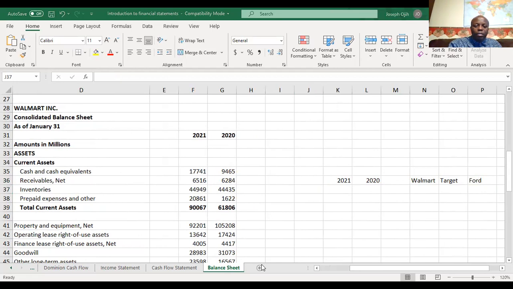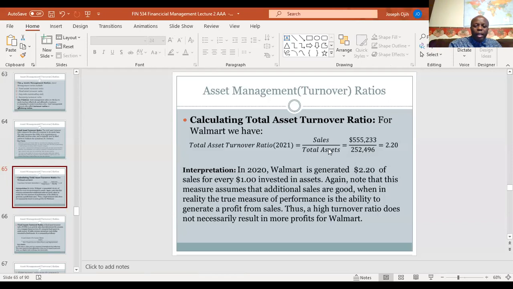For Walmart, remember that the formula is sales divided by total assets, the asset turnover ratio. Let me write it down, and then we'll do an example using Walmart and the rest of these companies. Total assets turnover ratio is sales divided by total assets. This is for 2021. We can then do it for 2020. You always compare it with the previous year. That will show you if the performance is improving or not improving.